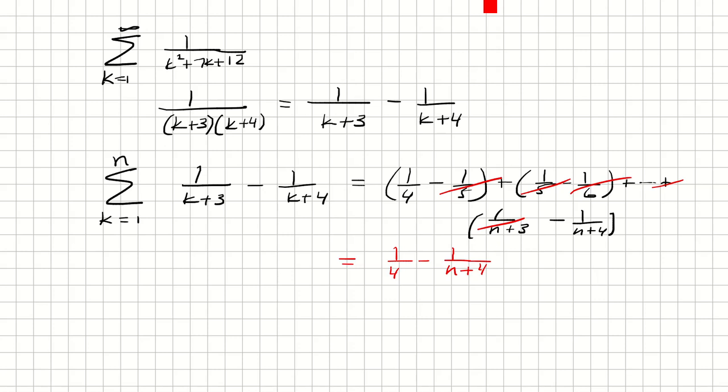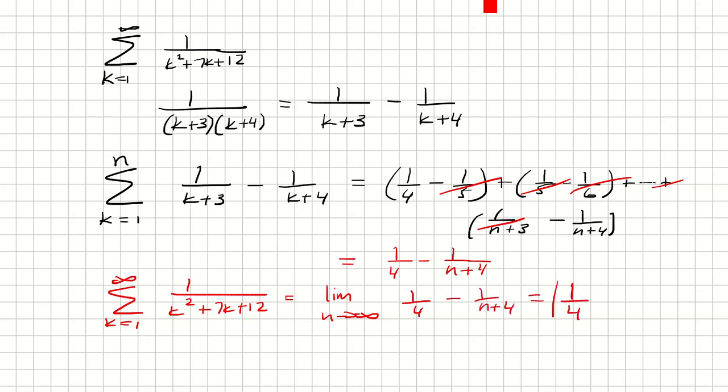And now if you want to take the sum from k equals 1 to infinity of the original, that's just the same thing as taking the limit of the partial sum. So that would be the limit of 1 over 4 minus 1 over n plus 4, and so this will be 1 fourth. So that's going to be the sum of this.